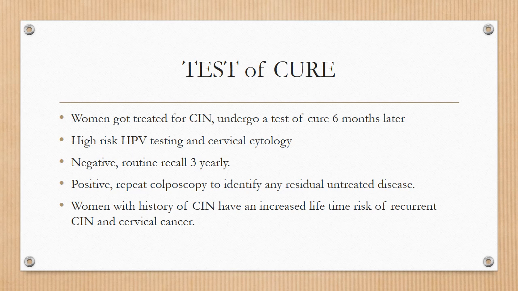Test of cure includes investigation for high risk HPV testing and for cervical cytology of the residual cervical area. If it is negative, we will routinely recall the patient 3 yearly. But if HPV testing is positive or it is positive on cervical cytology, we have to identify any residual untreated disease with the help of repeat colposcopy.